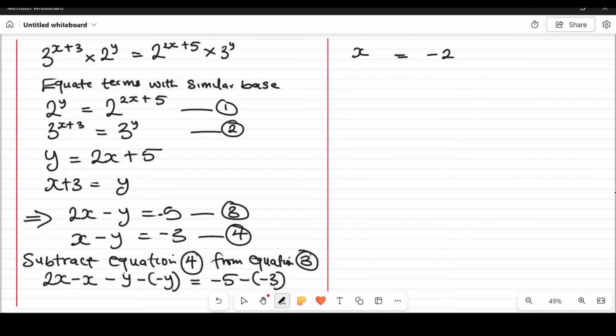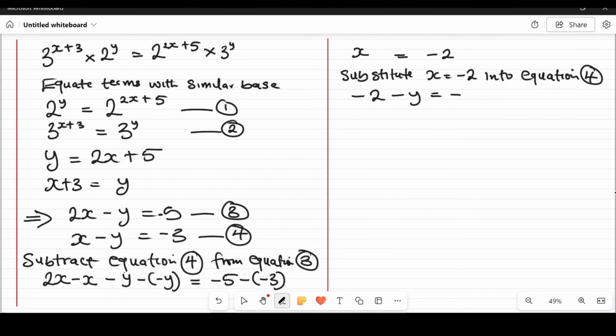I will substitute the value of x into equation 4 to obtain the value of y. So substitute x equal to minus 2 into equation 4. We obtain that this will be minus 2 minus y equal to minus 3. So therefore I will have that minus y is equal to minus 3 plus 2. So minus y is equal to minus 1. So therefore y is equal to 1.